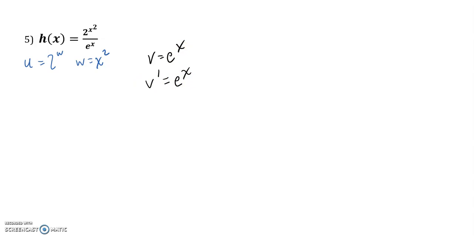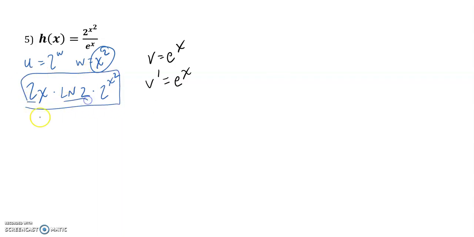e to the x derivative is e to the x. This function, I'm going to do 2 to the x squared. So the derivative of this times the derivative of x squared, which is going to be ln 2 times 2 to the x squared. Okay, let me double check my work here. I'm going to reorganize this before I go. Okay, constant. So I got 2 ln 2 times x times 2 to the x squared.